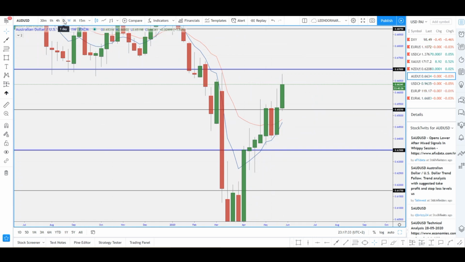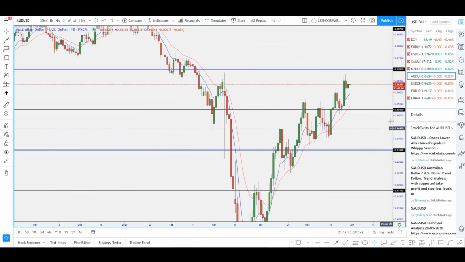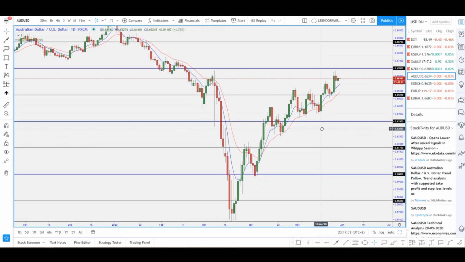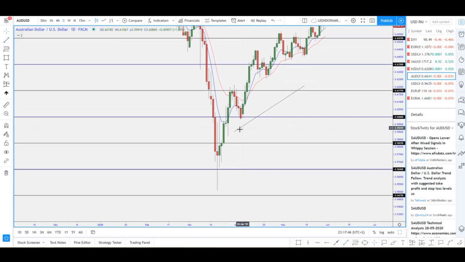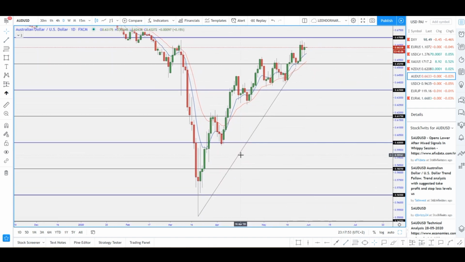On the daily, I'm going to go to the daily then and use the tools that I have to find possible entries. The first tool that I can use is the trend line. If I draw a trend line from the bottom going up, you will notice how this won't make sense. It won't make any sense. So I need to find an area that I can use to draw a trend line.